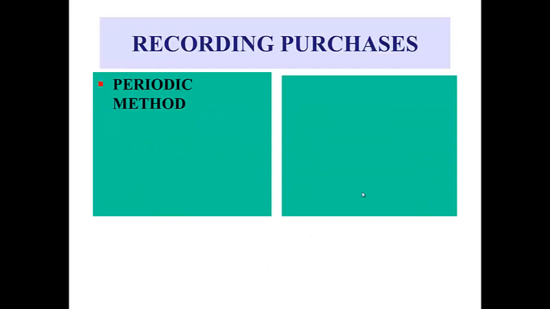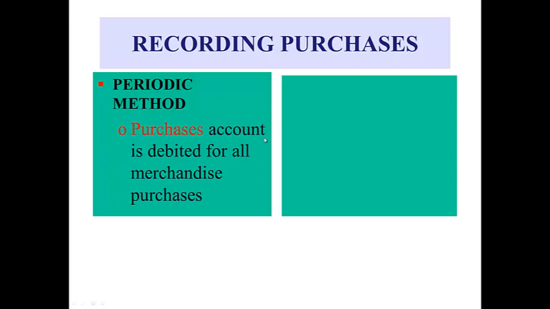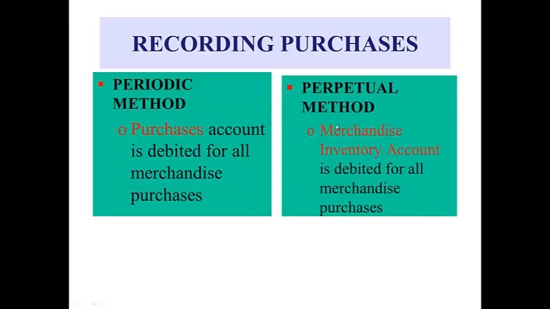Now, there are two ways that businesses account for inventory. There's the periodic method, which is what we learned in a previous chapter. When we make a purchase of inventory, we debit the purchases account and credit accounts payable. Then there's the perpetual method. In this method, the inventory account is debited for all merchandise purchases. The purchases account does not exist.